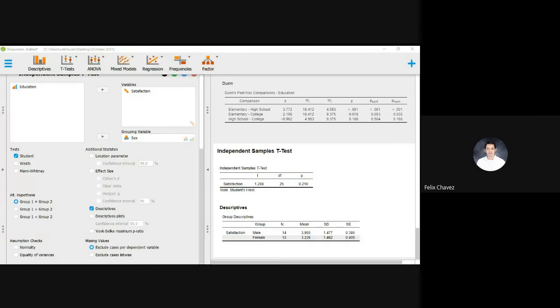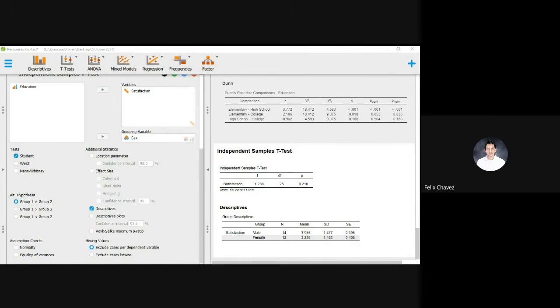But this is just descriptive statistics per group. In order to know whether they are really significantly different from each other, you have to look at the first table, yung independent samples t-test. In the independent samples t-test, we have the t-value, the df, the degrees of freedom, and the p, which is the p-value or the probability value.